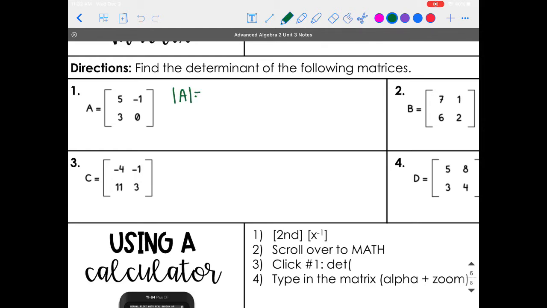So let's see, the determinant of A equals, we're going to start with the 5 and the 0. 5 times 0 minus, and then we're going to do those two, negative 1 times 3. 5 times 0 is 0. Negative 1 times 3 is negative 3. 0 minus negative 3 is 3. So the determinant of matrix A is 3.